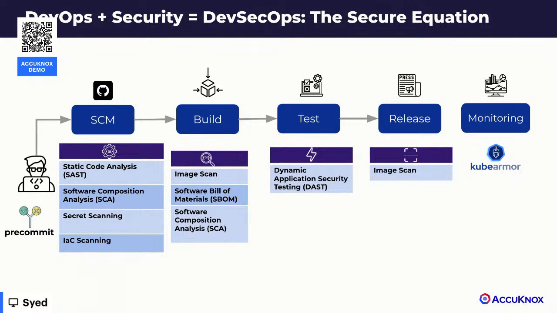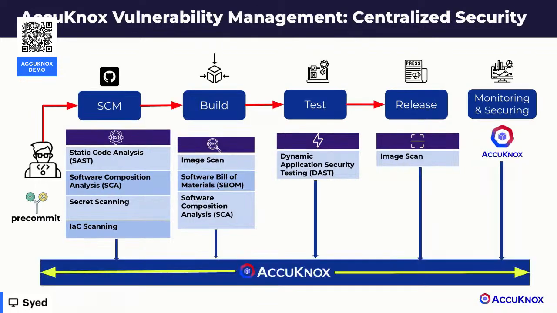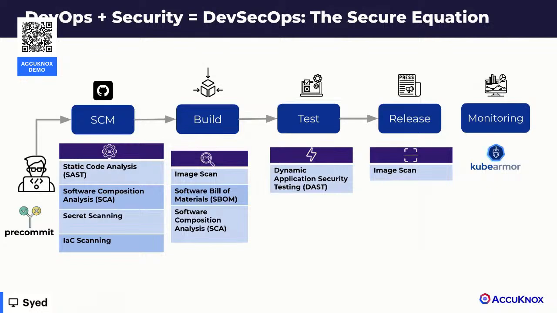Now once they pass these stages, and the code is completely secure, it comes into the build stage. Then the image scanning will happen, the software bill of materials will be generated, and the software composition analysis will happen.